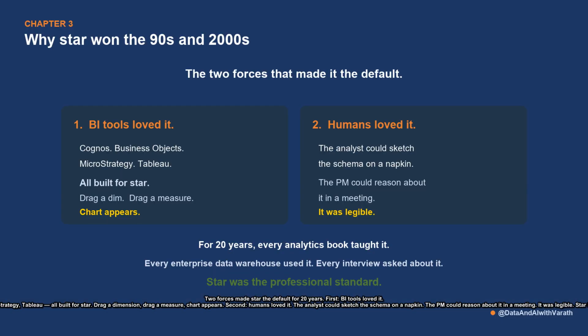2 forces made star the default for 20 years. First, BI tools loved it. Cognos, Business Objects, MicroStrategy, Tableau, all built for star. Drag a dimension, drag a measure, chart appears. Second, humans loved it. The analyst could sketch the schema on a napkin. The PM could reason about it in a meeting. It was legible. Star became the professional standard.